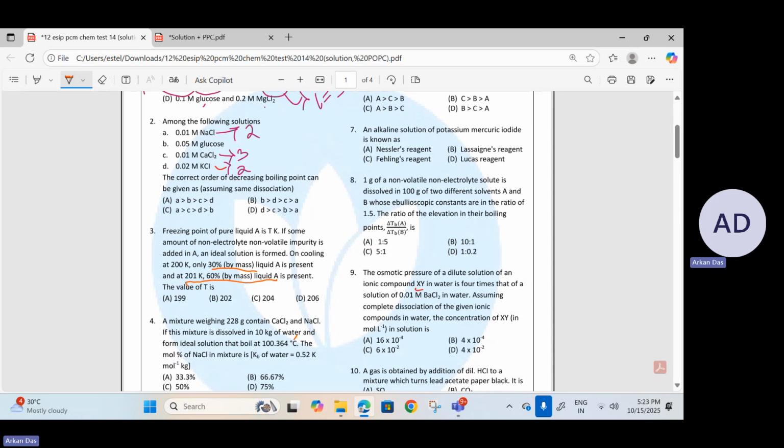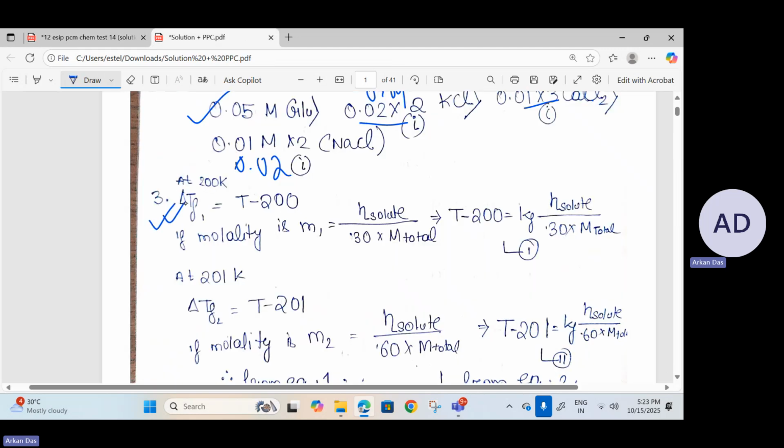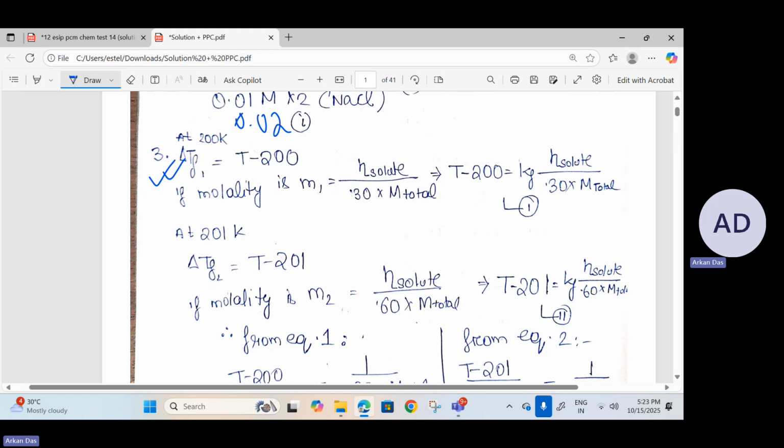So how do we proceed? We need to go for the question with the formula delta Tf equals i into Kf into m. We need to understand that the molality value is changing. So how are we going to proceed? We are going to find a relation between delta Tf1 and molality, that is delta Tf1 equals Kf into molality. Now what is the molality formula, guys? The molality formula is number of moles divided by the mass of the solvent.